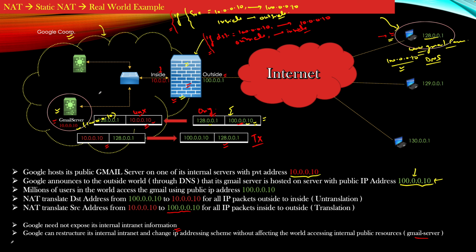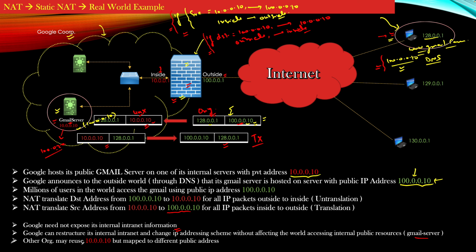So tomorrow, if Google decides to change the IP address of its Gmail server from 10.0.0.10 to 10.0.0.20, all Google has to do is update this NAT rule on its firewall device, right? Other than that, the rest of the users in the world would continue to access this device on the same public IP address. All right. So Google does not have to announce to the outside world that, hey, the IP address of this and that server has changed. Please go and update your DNS cache.